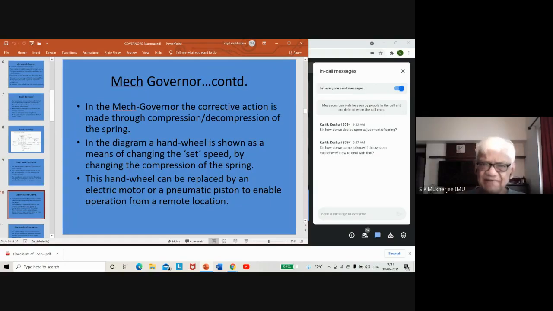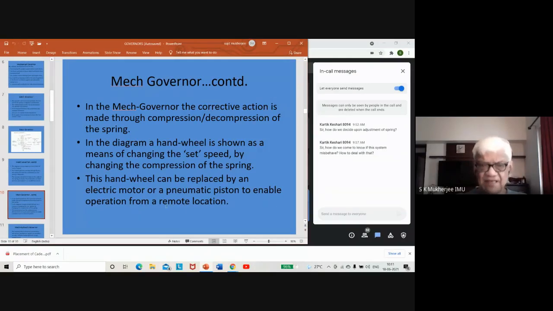In the mechanical governor, the corrective action is made through compression or decompression of the spring. Okay. That is how you increase the fuel or decrease the fuel. In the diagram, a hand wheel is shown as a means of changing the desired value or set speed. By changing the compression of the spring, that hand wheel is shown to show you that the spring compression can be increased or decreased. That's the whole idea of the hand wheel.